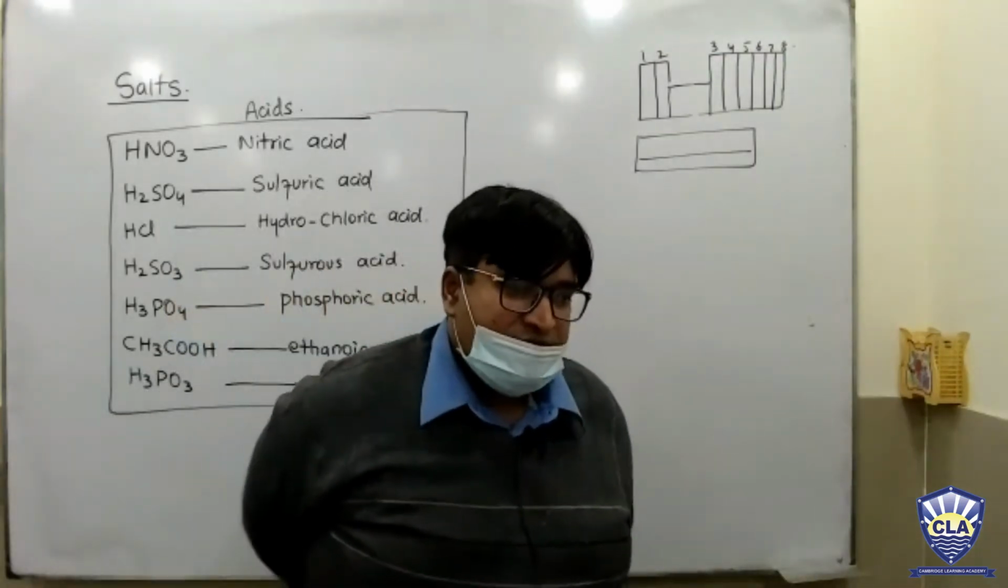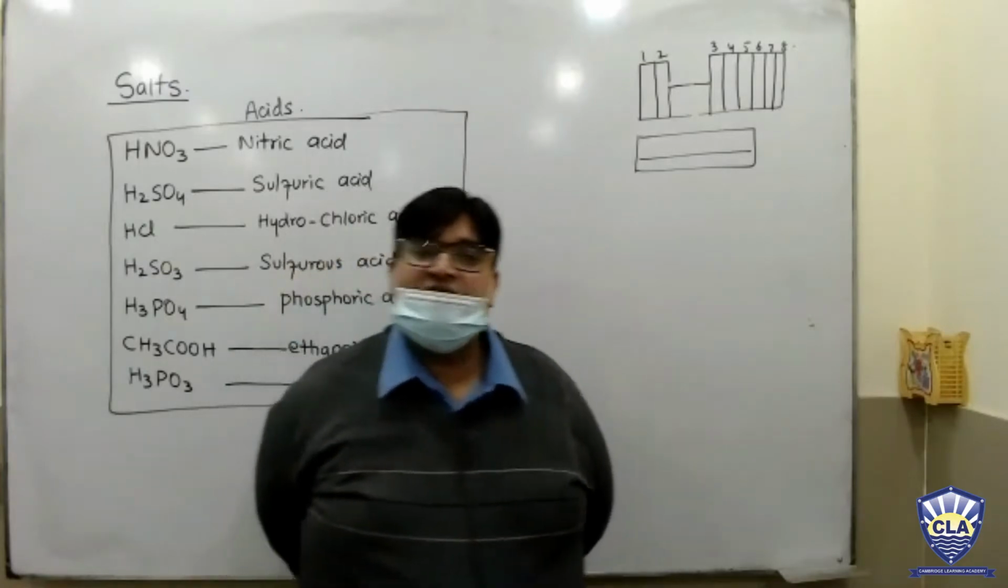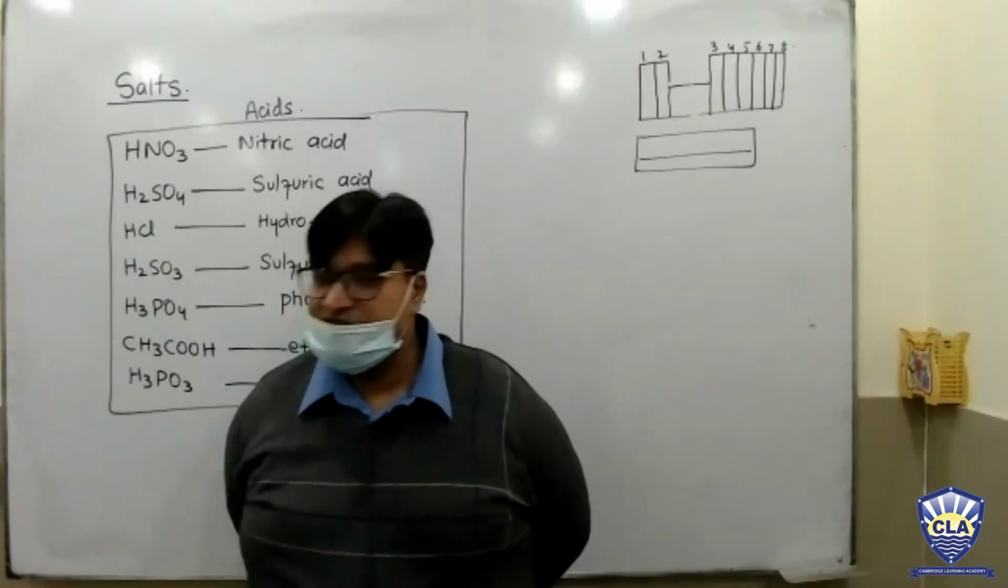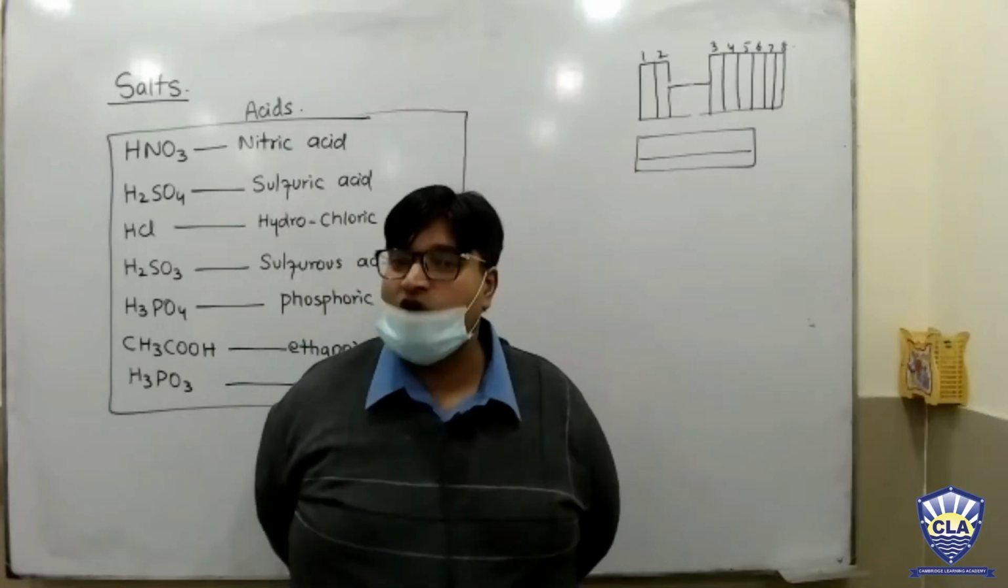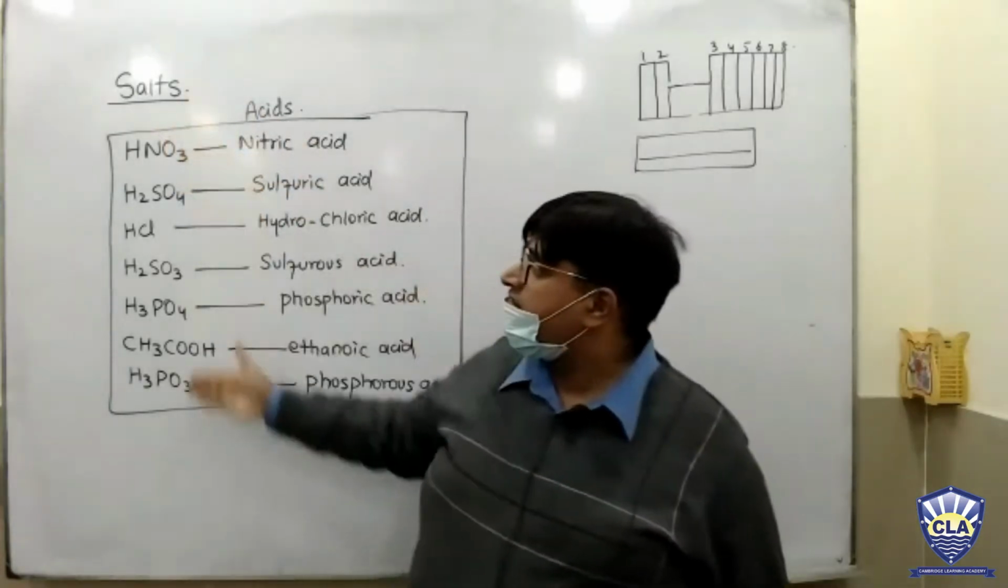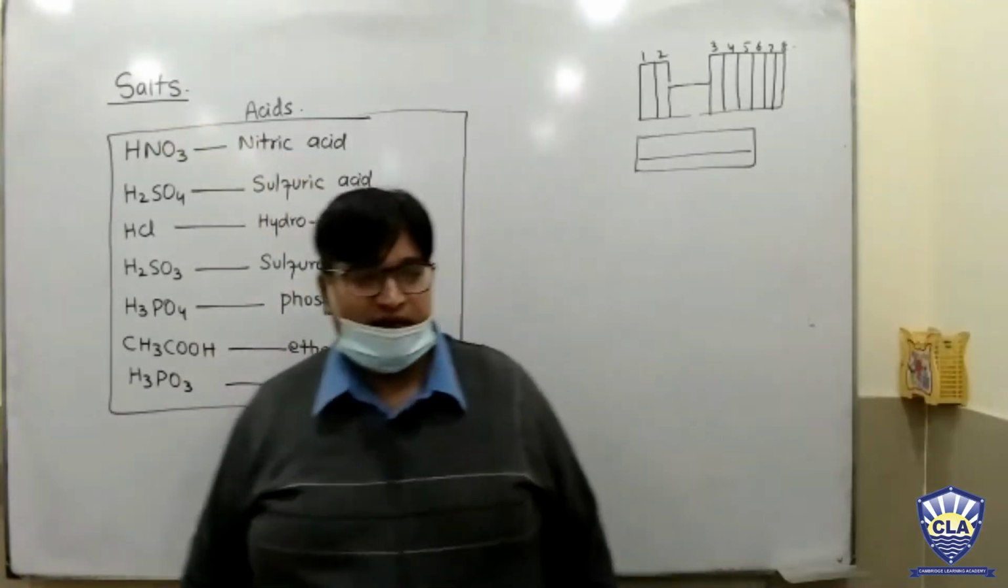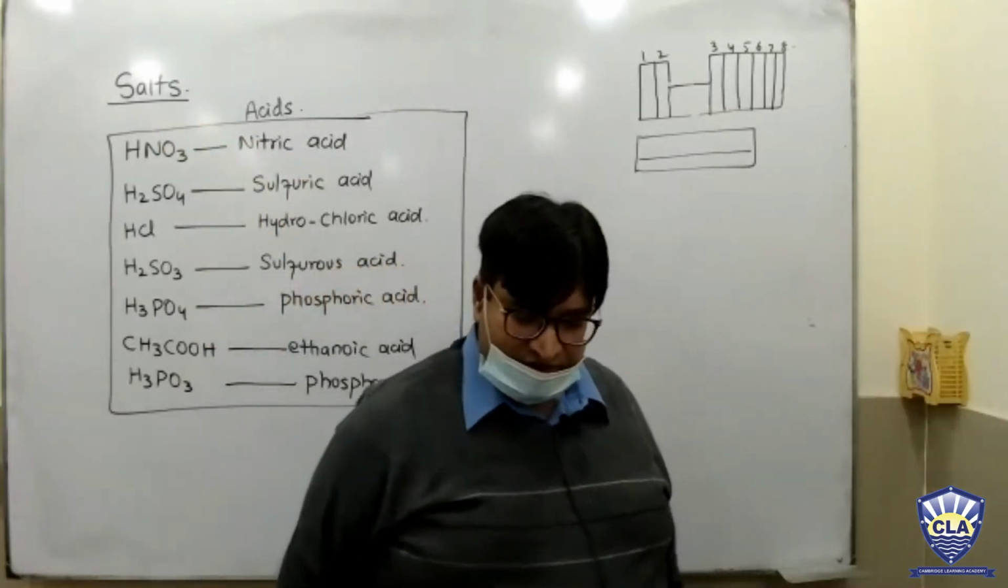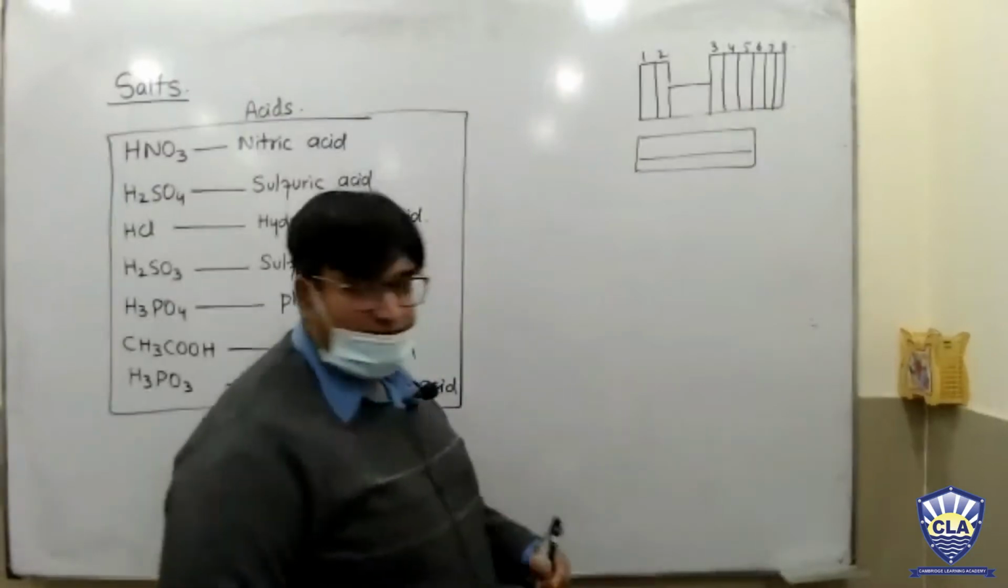Okay, beta. So today we are going to start with the next part of our chapter, that is the salt. So we are going to start with the salts, but I have written the names of the acid. Why? What is the reason behind it? Okay. So everybody just focus up here.